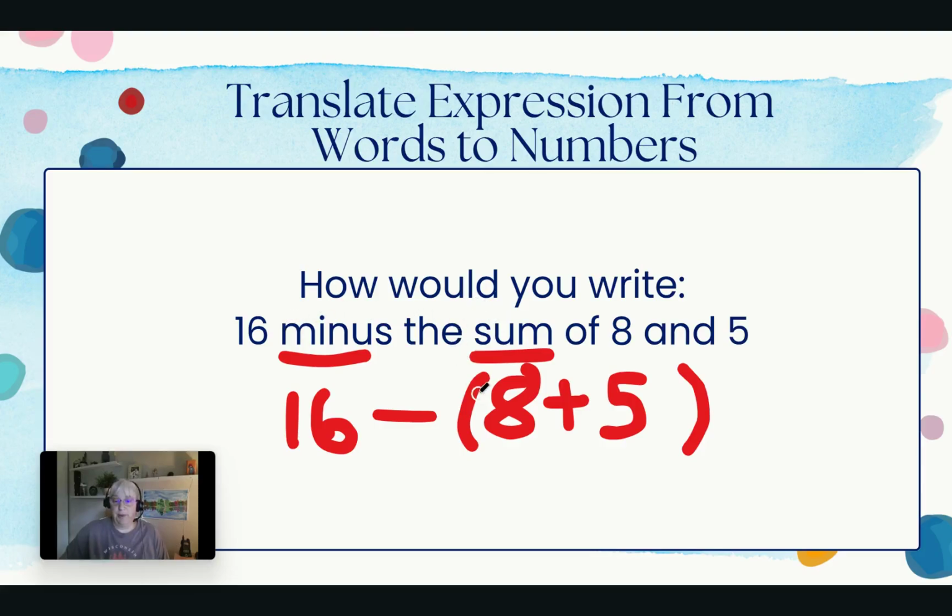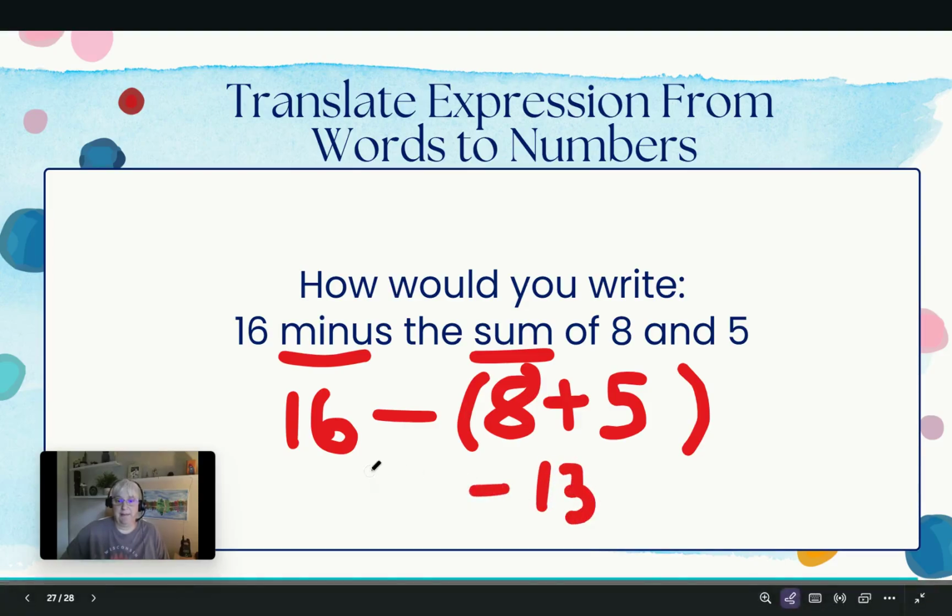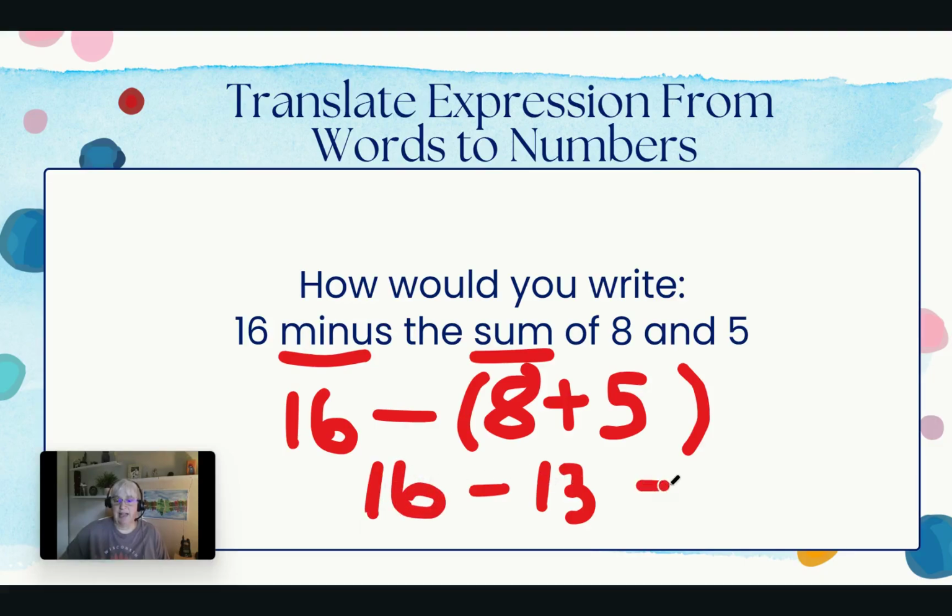So first, if we were to solve this, we would use our PEMDAS, parentheses first. 8 plus 5 is 13. And then we keep the rest the same. And now all we have is subtraction left. 16 minus 13 equals 3.